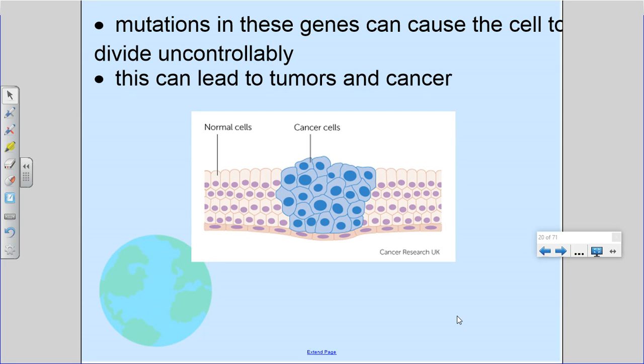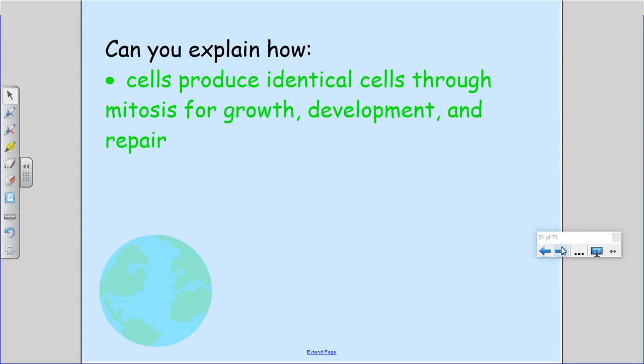Remember, we're talking about lots of complex genes and how they work together. So when we look at what a cancer cell is, every cancer cell is going to be caused by a slightly different mutation in a different part of your body, which leads to the fact that it's very difficult to figure out how to treat and cure cancer. At this point, you should be able to explain how cells produce identical cells through mitosis for growth, development, and repair. As you go back and review over this, really pay attention to the mechanism cells use to make sure that each new cell receives an identical copy of each original chromosome.